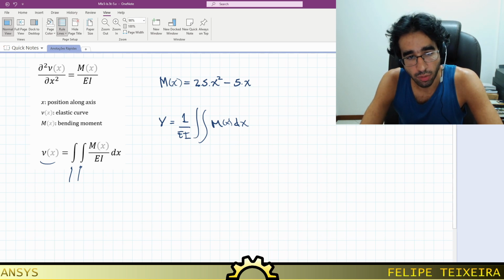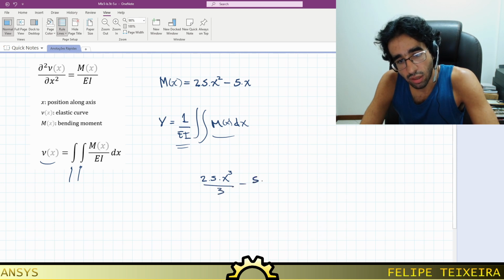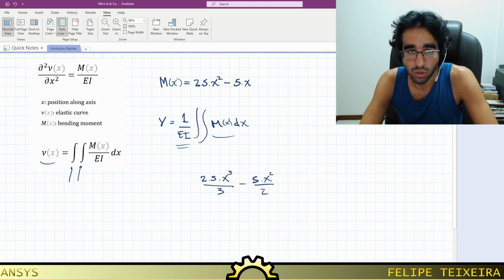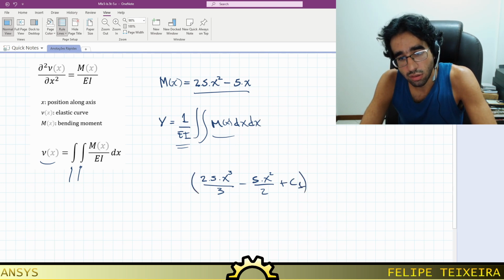Alright, so for now I'm going to forget about this fraction, and I'm just going to integrate m of x, which is a polynomial. It's quite simple to integrate. So on the first integration, we're going to have 2.5 times x cubed over 3 minus 5 times x squared over 2. This is the first integration of this expression. But because we're not integrating with any limits here, we're going to have integration constants. As a result of integrating this expression once, we're also going to have a constant which I'm going to call C1. So after the first integration, this is my result.